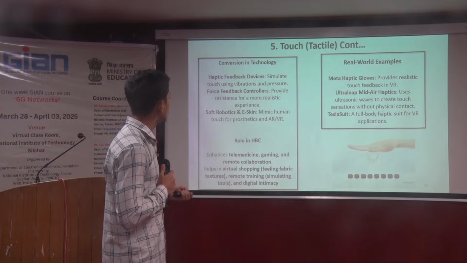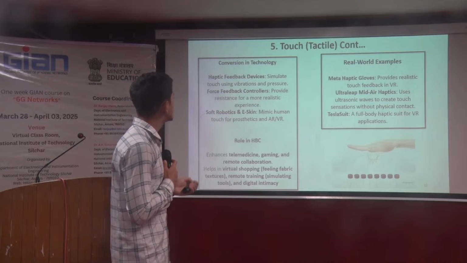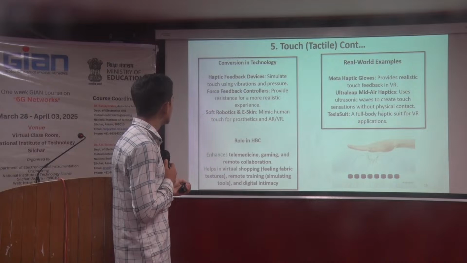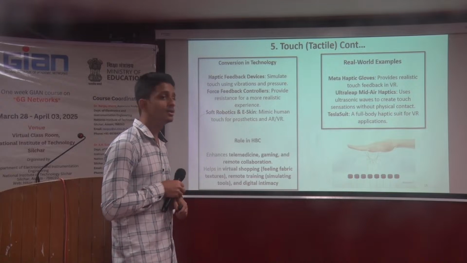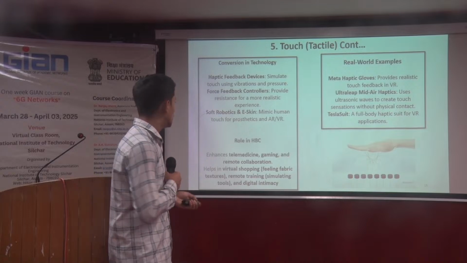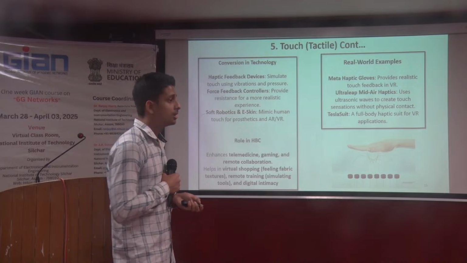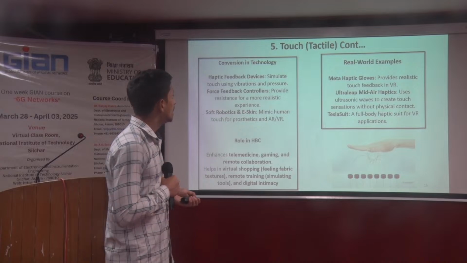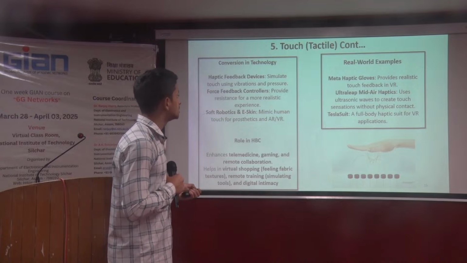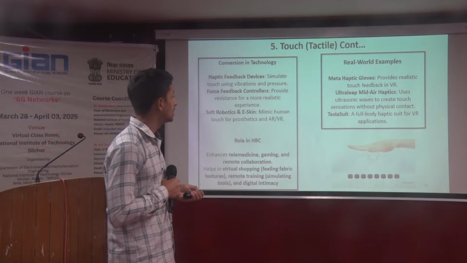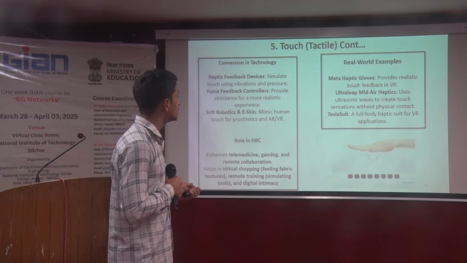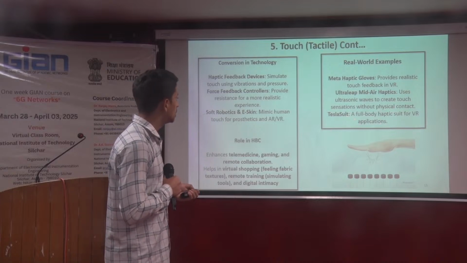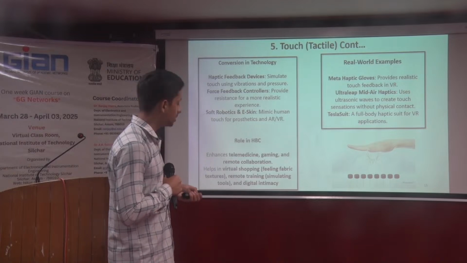Touch and tactile continuation. Conversion technology: haptic feedback simulates touch using vibrations and pressure. Force feedback controllers provide resistance for a more realistic experience, or maybe soft robotics and e-skin, providing a lab environment for skin and mimicking human touch for a human using augmented or virtual reality. Real-world examples provide realistic touch feedback in virtual reality, use ultrasonic sound waves to create touch sensations without physical contact, and a full-body haptic suit for virtual reality applications.